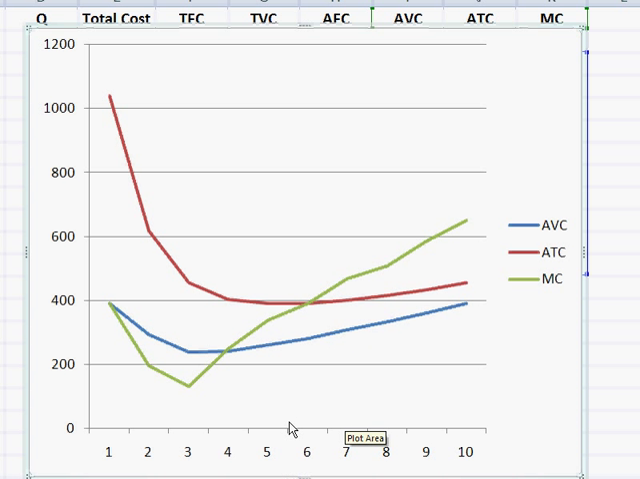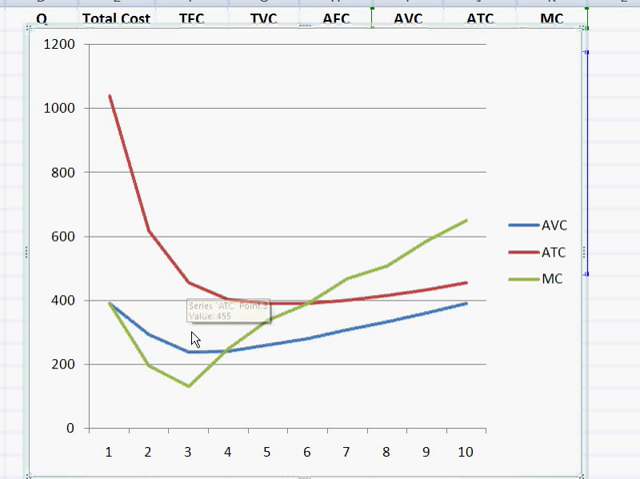Number one, because it always goes down, and number two, you can see it anyway. For example, let's look at three units here. The average total cost looks like on the graph it's about $450 or so, and the average variable cost looks like it is maybe 250.